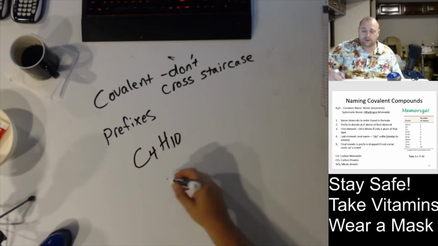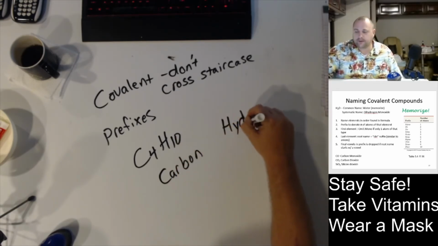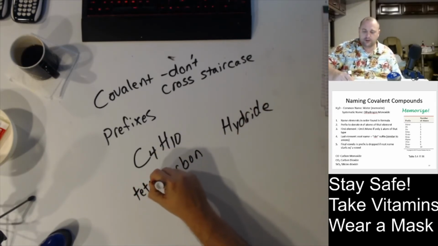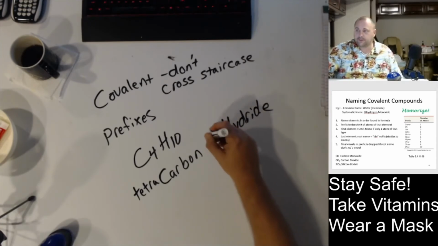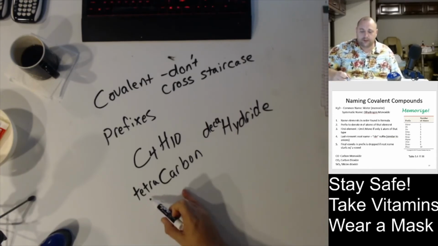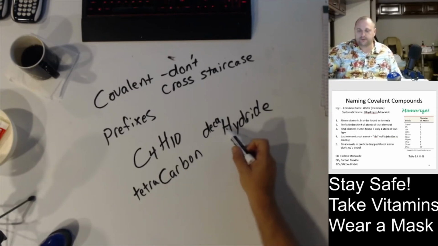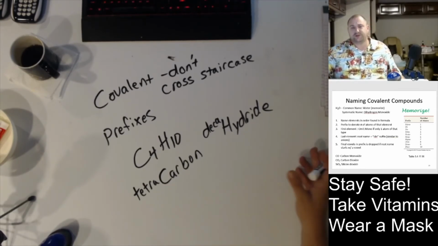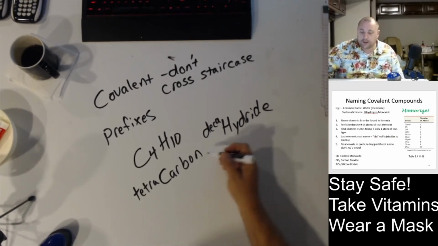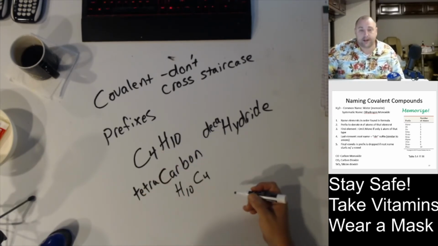So I've got carbon. Hydrogen would be hydride. I have 4 carbons, so this is tetracarbon. 10 hydrides, that's decahydride. Make sure this isn't a mono. All right. Make sure I don't have 2 vowels next to each other. This makes it sound weird. And then we're done. All right. Tetracarbon decahydride.